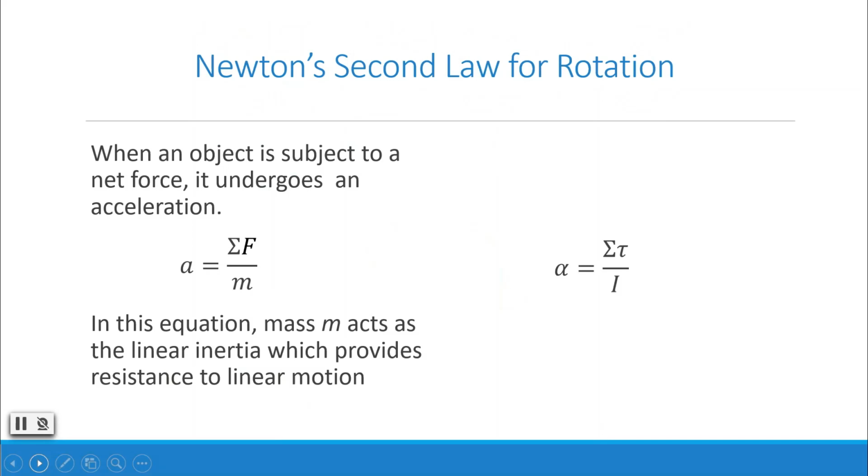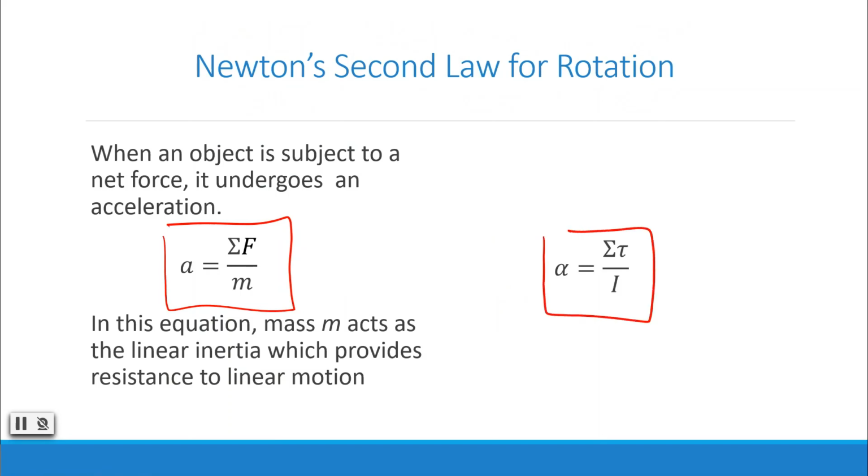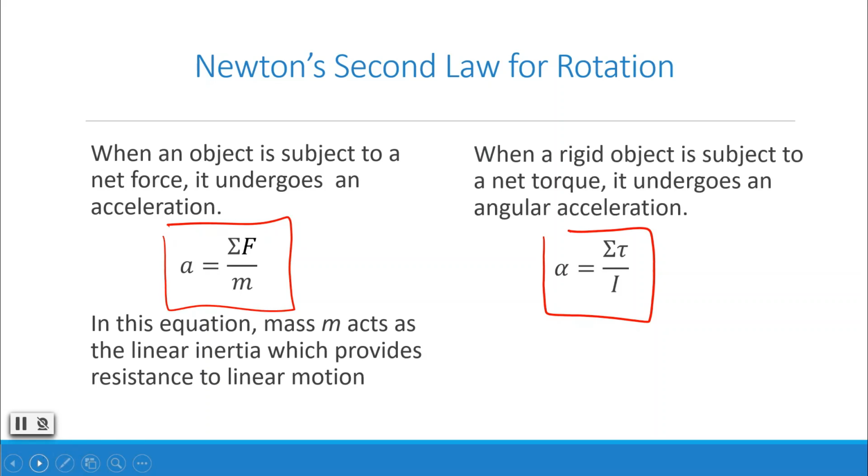Now, Newton's second law for rotation comes from Newton's second law in linear terms. There's a direct correlation. So our Newton's second law in linear terms tells us that our linear acceleration is our net force over mass. Our Newton's second law for rotation says that our angular acceleration is net torque over inertia. What this tells us is that when a rigid object is subjected to a net torque, it undergoes an angular acceleration. But what determines the amount of that angular acceleration is inertia.